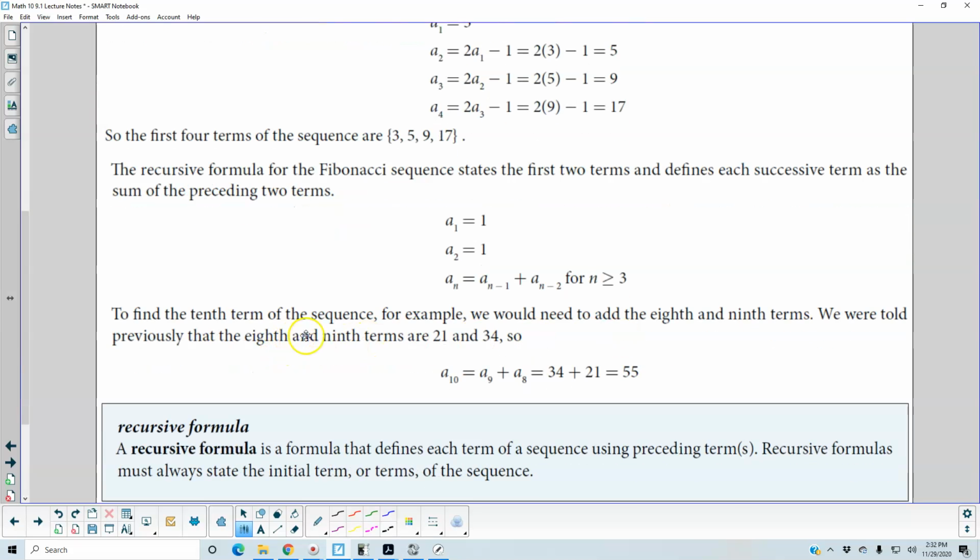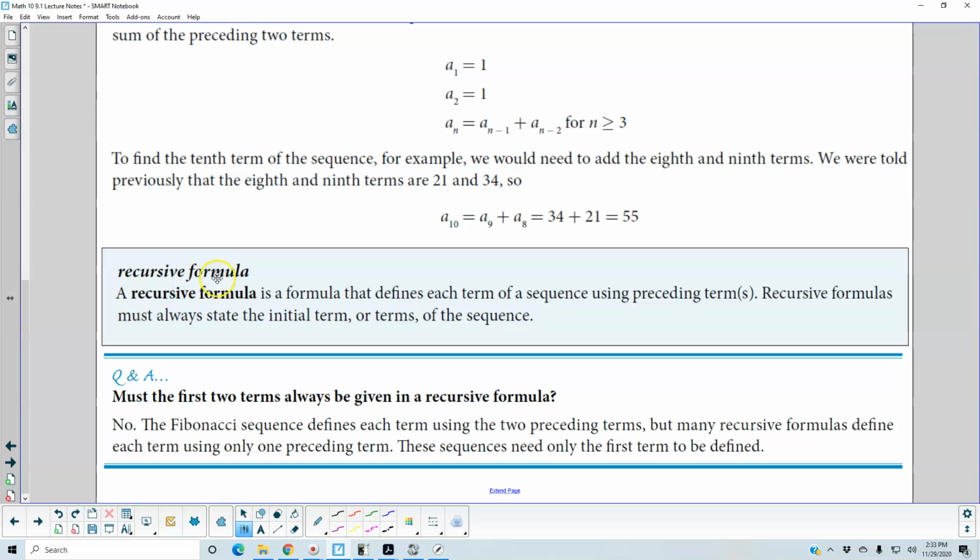Now, to find the 10th term of the sequence, for example, we would need to add the 8th and the 9th terms. We were told previously that the 8th and 9th terms are 21 and 34. So a subscript 10 is going to equal the 9th term plus the 8th term. So that's 34 plus 21, and therefore the 10th term is going to be 55.